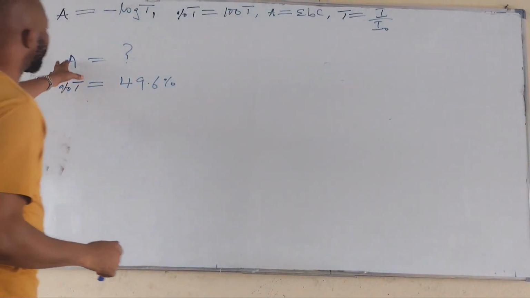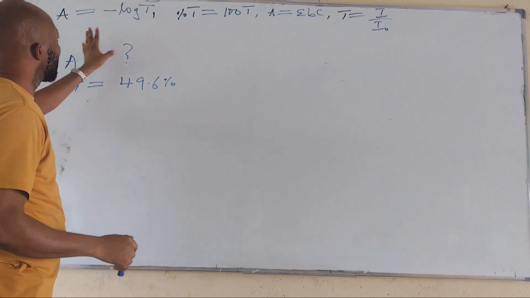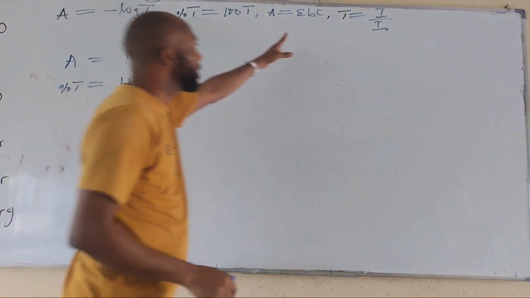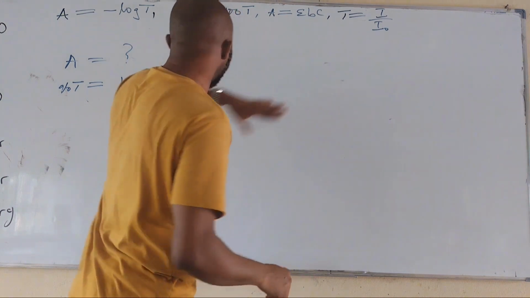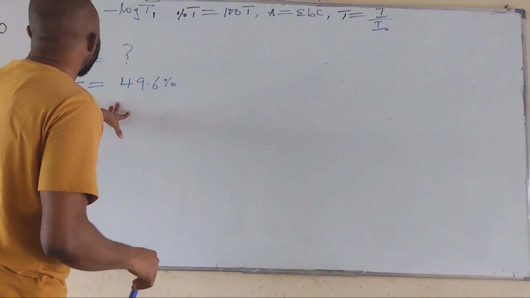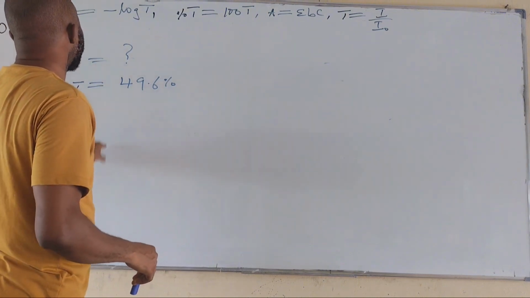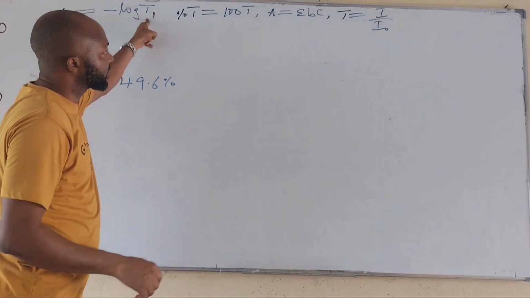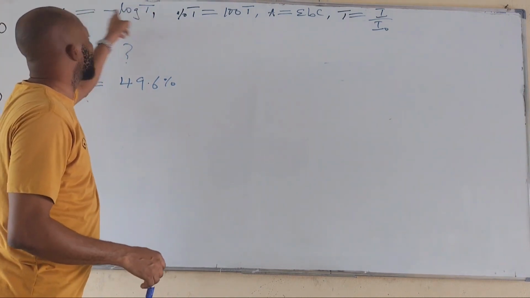They're asking us of the absorbance. We know absorbance equals minus log T, and we also have absorbance equals EBC for Beer-Lambert's law. So from here, you realize that we can't move straight forward to just get our absorbance. We have to convert the percentage transmittance into what? Real transmittance. So that when we put it in here, we can get our absorbance.